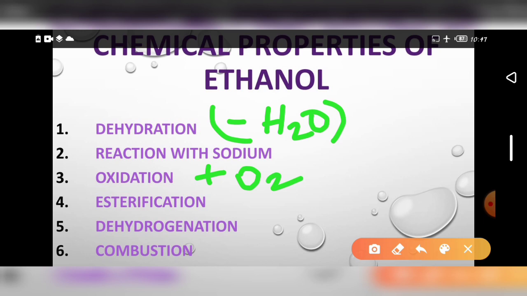Dehydrogenation means removal of hydrogen gas. Combustion means it is burned with oxygen, is known as combustion. Let us go to each and every topic.